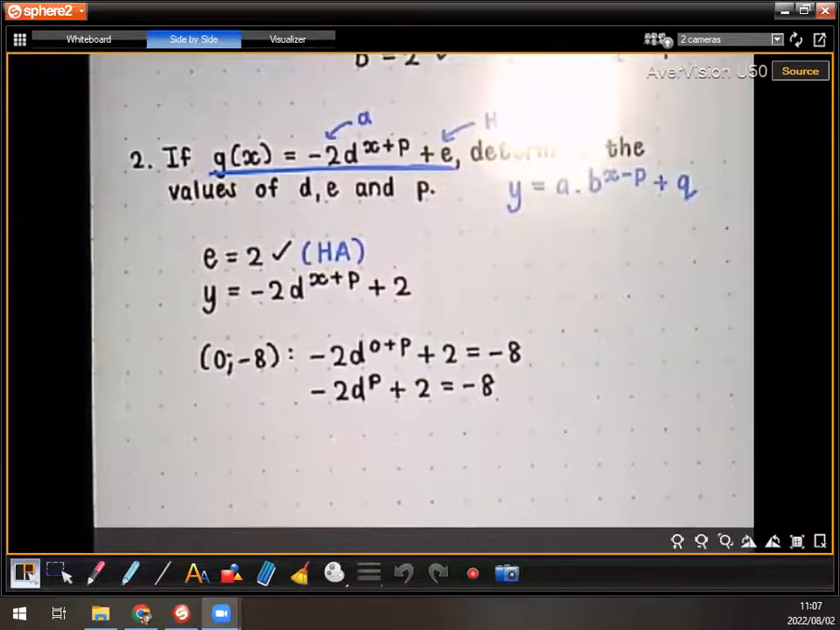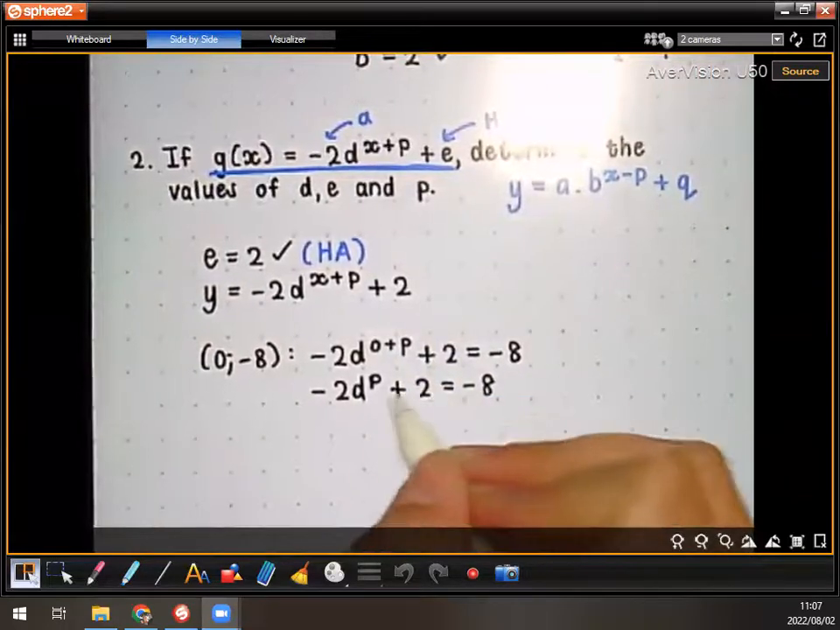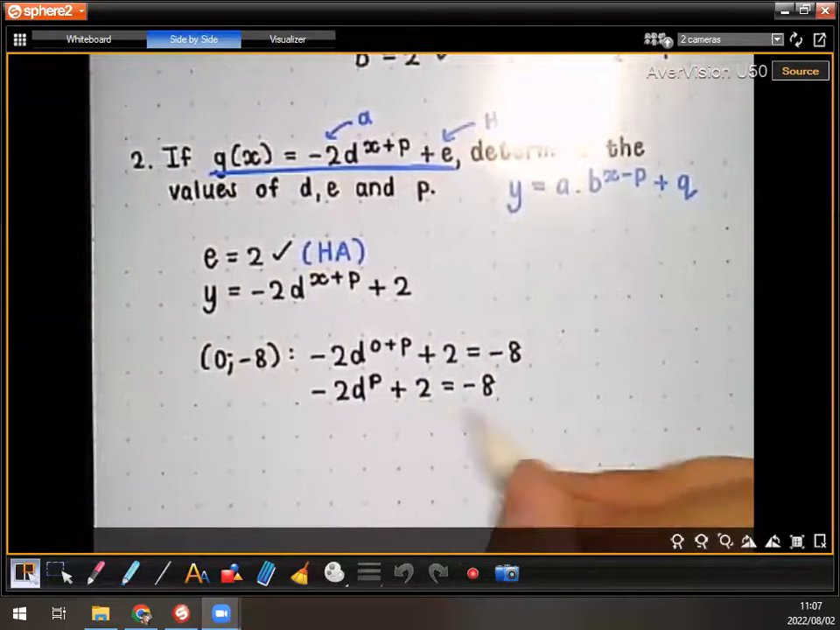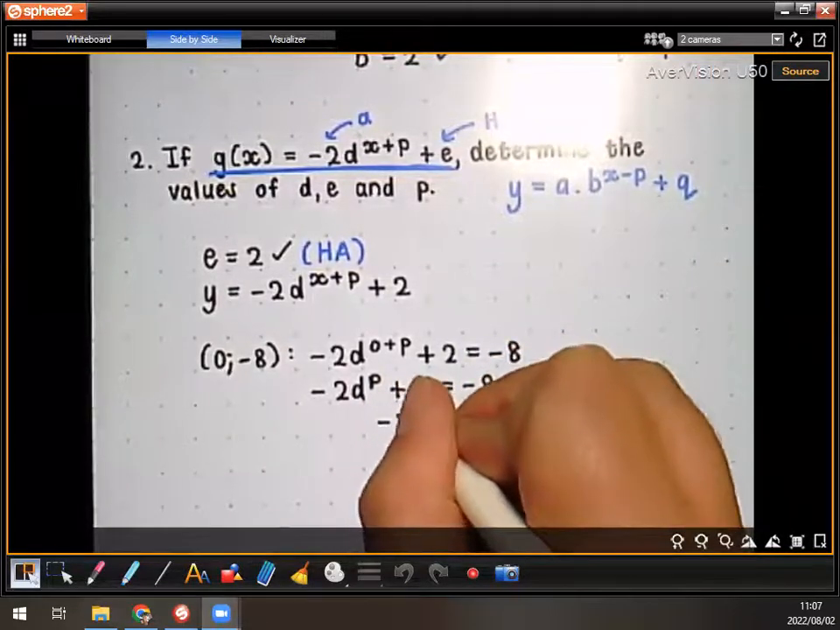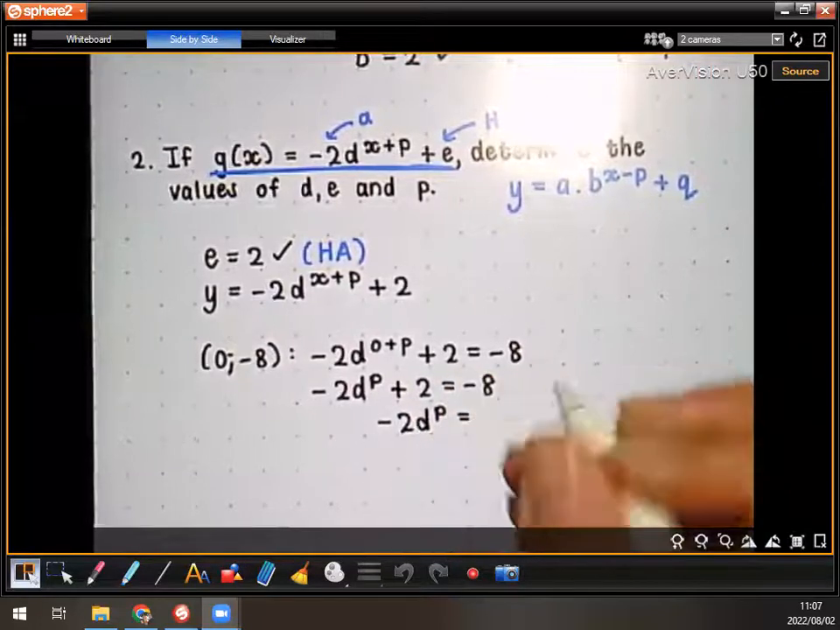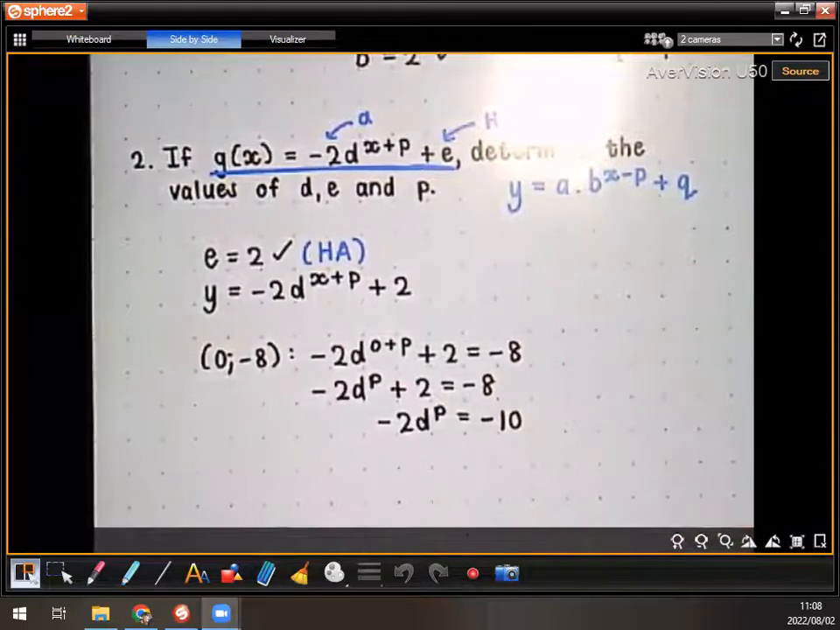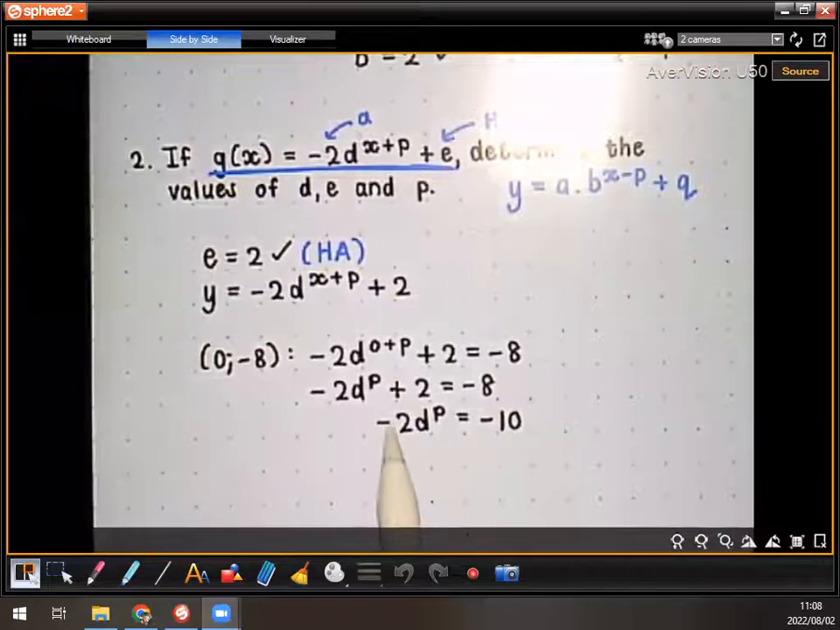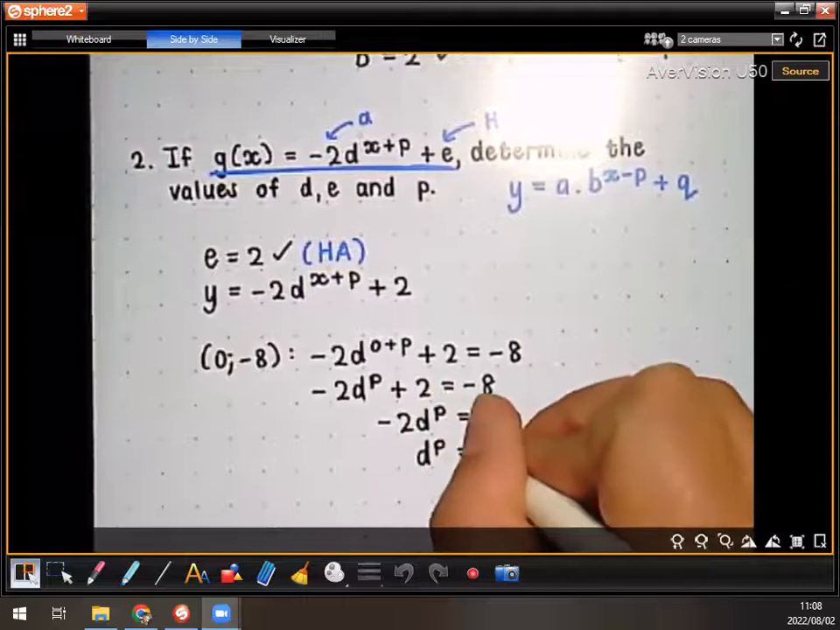Can I maybe just simplify this equation a little bit? Okay, I can make d to the p the subject. Let's move that plus 2 over. What must I do with it then? -2. Okay, so I'm going to have -2d to the p equal to -8 minus 2 is -10. And what can I then do with that -2? Yeah, I have to divide on the other side, right? So -10 divided by -2 is going to be +5.